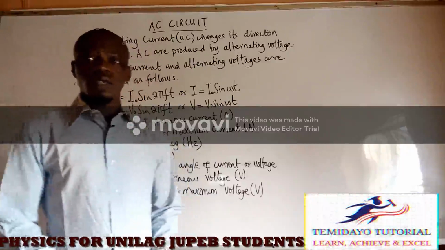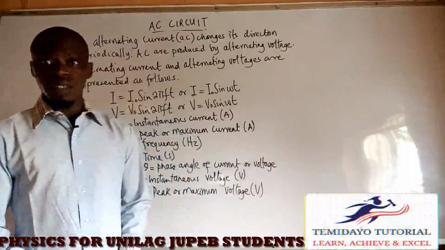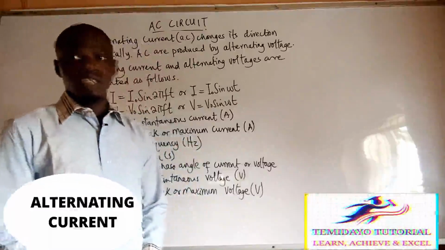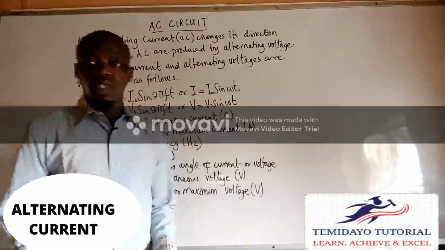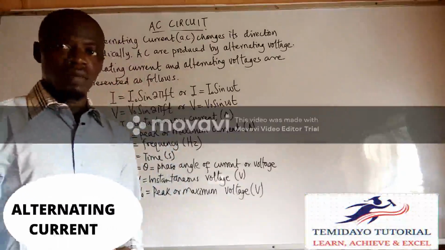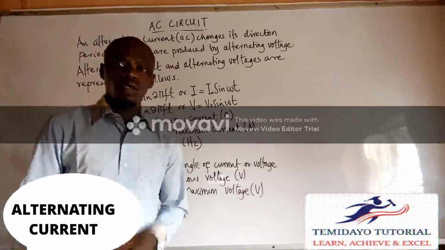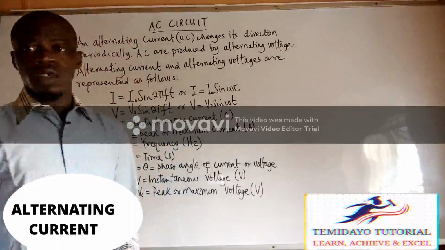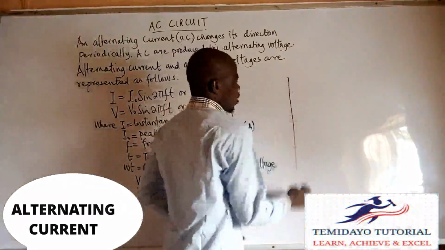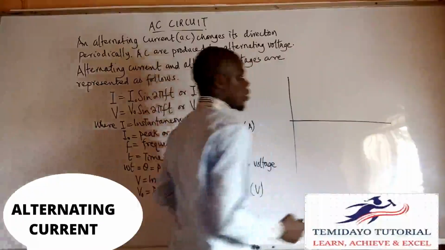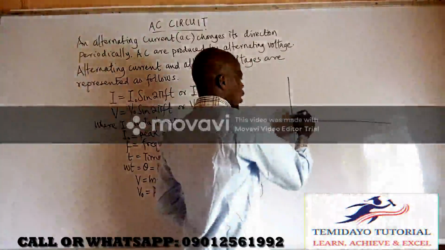In this tutorial for today, we want to consider one of the basic principles or aspects in physics, and that is alternating current. When you talk about alternating current, you are talking about a current that changes sinusoidally, that changes periodically. If you talk about a change that occurs sinusoidally, what are we talking about? In that case, you are having a graph like this, a sine graph. This is how you have your sine graph.